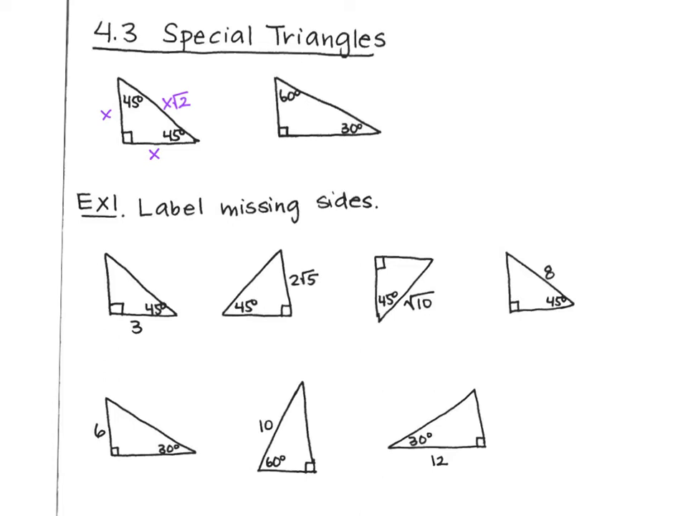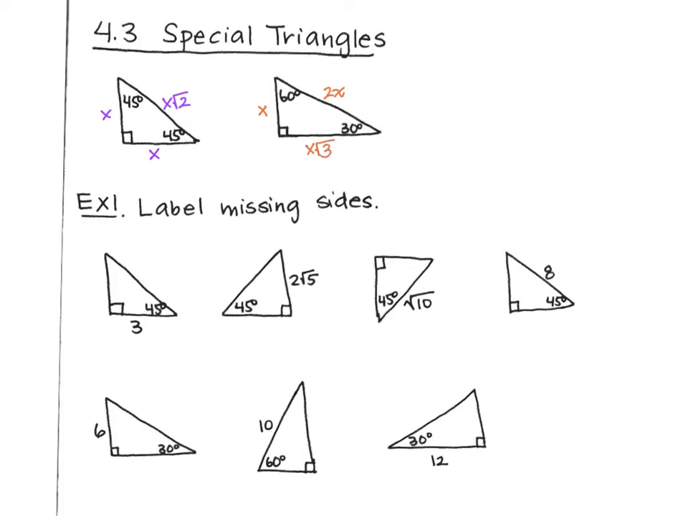Okay, for the 30-60-90 triangle, remember this is an equilateral triangle cut in half. So if the hypotenuse is 2x, this leg is actually x because it's the side of the equilateral triangle cut in half. If I did Pythagorean theorem, I would find that the remaining leg is x root 3.